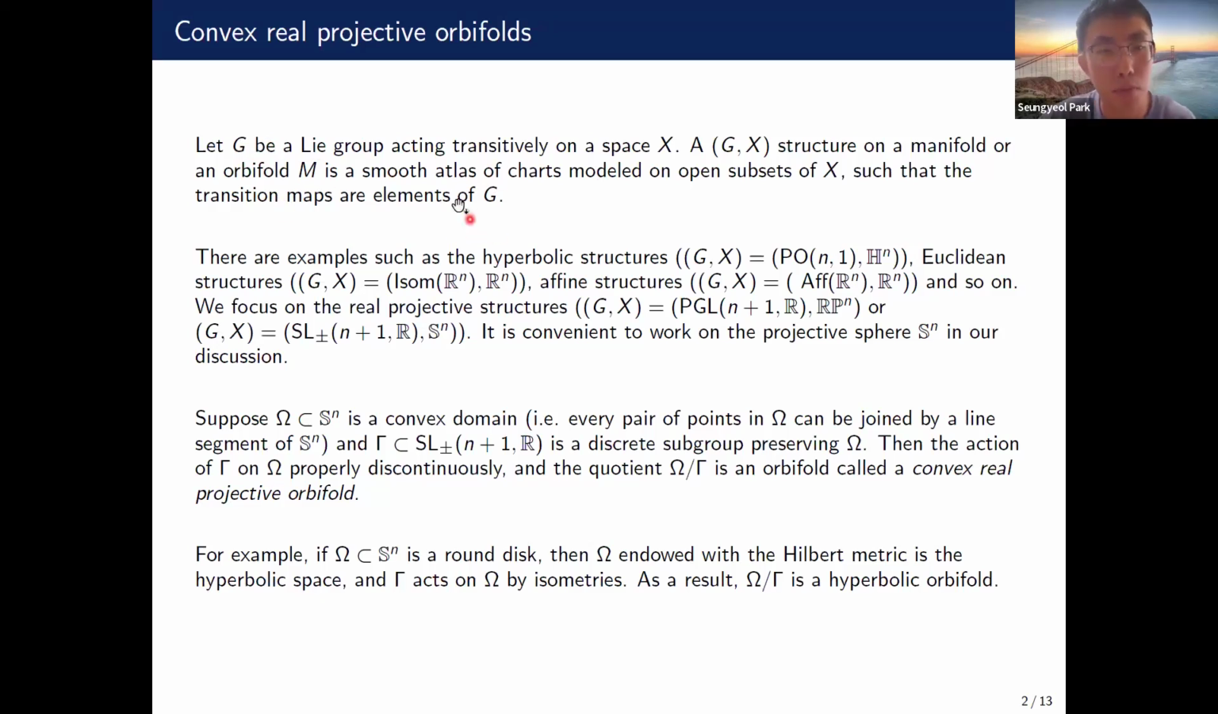So there are many examples of (G,X) structures. For example, we have classical hyperbolic structures on manifolds or orbifolds. Or also we have Euclidean structures and affine structures and so on. In today's talk, I'm going to mainly focus on the real projective structures, where our Lie group is now PGL and our X is the real projective space. Or alternatively, we can also think of this setting: our G is the group of matrices having determinant ±1, and X is the projective sphere.